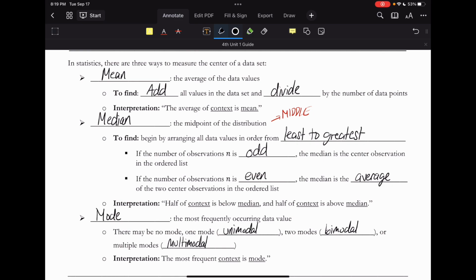The mode is the most frequently occurring data value. A distribution may have no mode, one mode, which is unimodal, two modes, bimodal, or multiple modes, which is multimodal. We talked about that when we talked about describing the modality of a distribution. And again, its interpretation is it's the most frequent value.